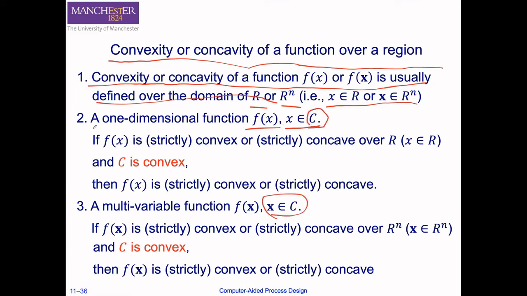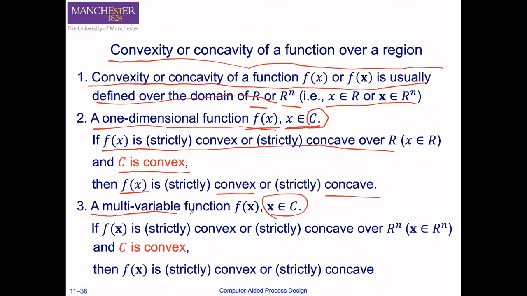Let's look at a one-dimensional function f(x), and x is in the domain of C. We first check if the function f(x) is convex or concave over the domain of R, as we have done previously, and also we need to check if the domain C is convex or not. If the function f(x) is convex and the domain is convex, then the function f(x) is convex. Similarly, if the function f(x) is concave and the domain is convex, then this function f(x) is concave.